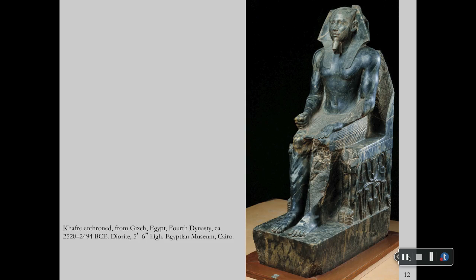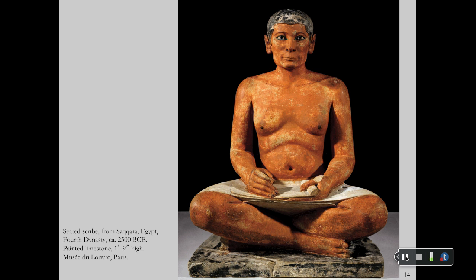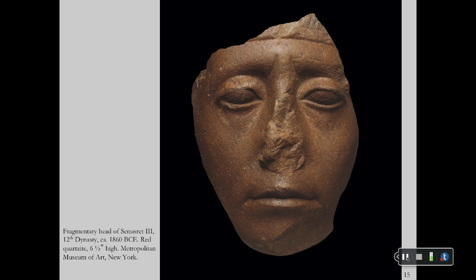Early statues were block-like. Menkaure and Khamerernebty are posed in the conventional manner with the wife's arm around her husband, who is striding forward. Statues were often painted, like this seated scribe. According to ancient Egyptian beliefs, the Ka, or life force, lives in the sculpture, keeping the dead person alive in the afterlife.